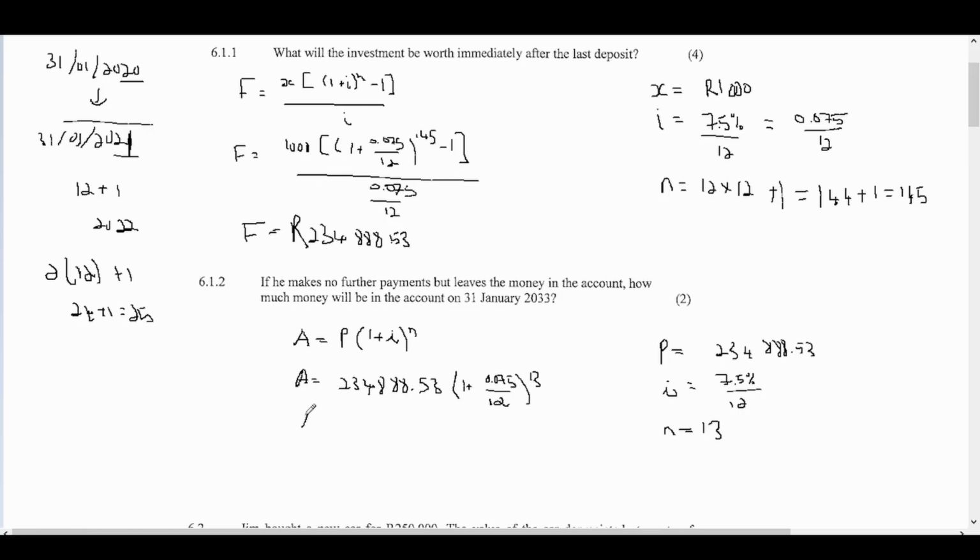Okay, then you type all of that in your calculator, and your answer is 253,123.54 cents. And of course, once again, your answer is in rands. Okay, 6.2, it says Jim bought a new car of 250,000 rand.